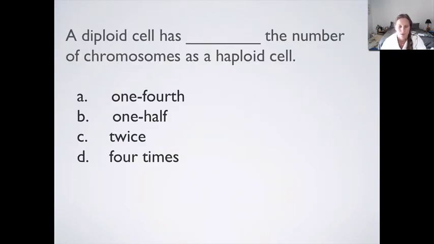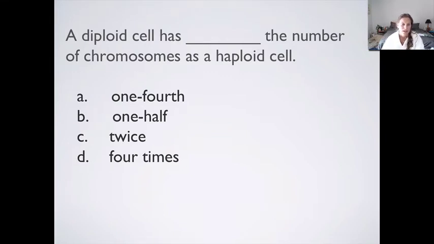Okay, I want you to write down the answer to this on a piece of paper, write the question and the appropriate answer, and you're going to turn this in when you come into class. This is going to give you some participation points. So the first question is, a diploid cell has blank the number of chromosomes as a haploid cell.